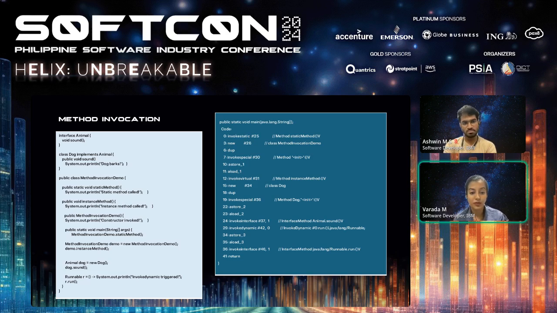Then astore 3 stores that object into local variable 3, and aload 3 loads the reference from local variable 3. Then it calls invokeinterface, that is Runnable.run. So it calls the run method from the Runnable interface. That's why it is an invokeinterface, and it returns. So that's all about method invocation. Let's pass it to Ashwin, and let's dig much more into bytecode with a few interesting examples. Yeah, over to you, Ashwin.